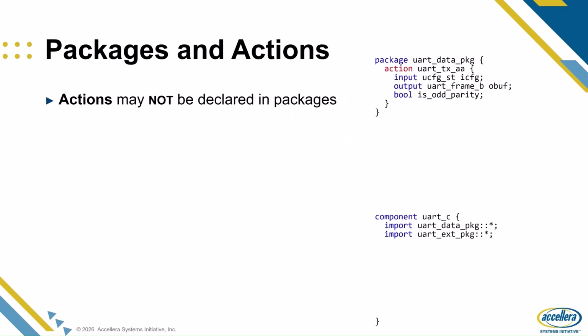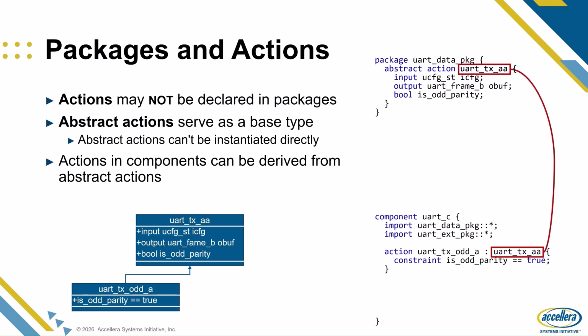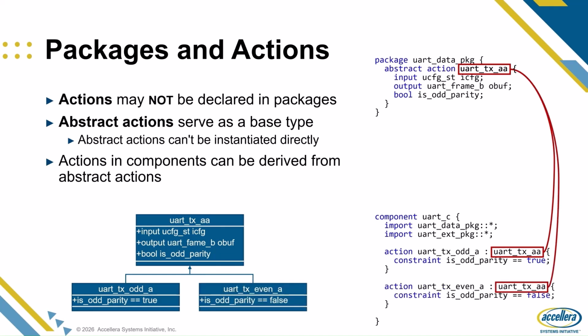There's an important restriction you need to know about when it comes to actions. Actions may not be declared directly in packages. They must live inside components, but PSS gives you a way around this with abstract actions. An abstract action serves as a base type that declares the interface but can't be instantiated directly. Then inside the UART component, we derive a concrete action type, UART TX odd, from the abstract base type in the data package. And we can derive a different action type, UART TX even, from the same abstract base type. We are now free to use either of these derived types in defining a scenario for our test environment.